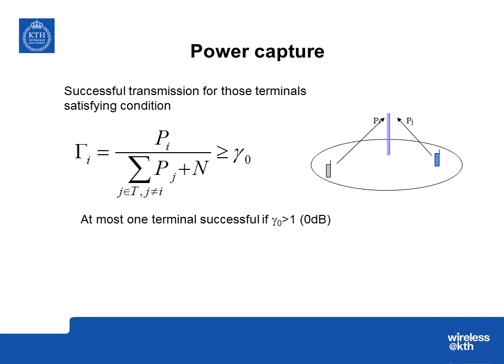We can see that if gamma naught, the capture ratio, is larger than 1, that is larger than 0 dB, there can only be one successful terminal transmitting its packets, and that is the terminal that has the strongest received power at the receiving site. We can think of systems with negative gamma naught as well. These could be spread spectrum systems where several packets could be correctly received as well.